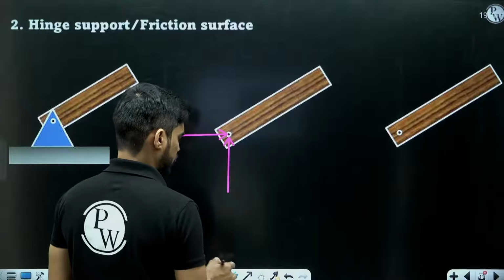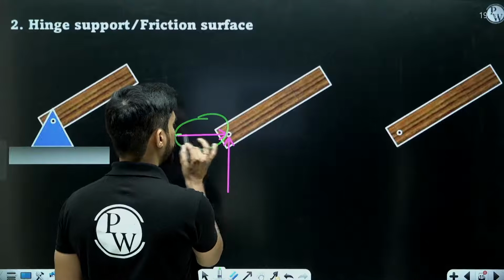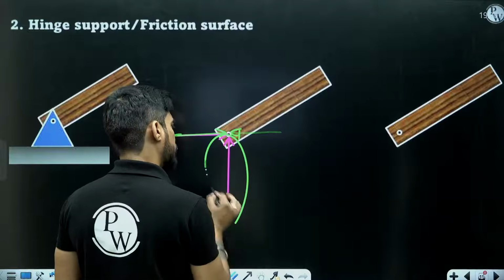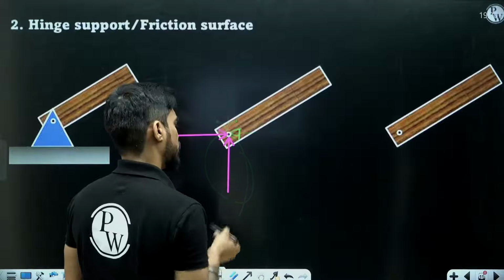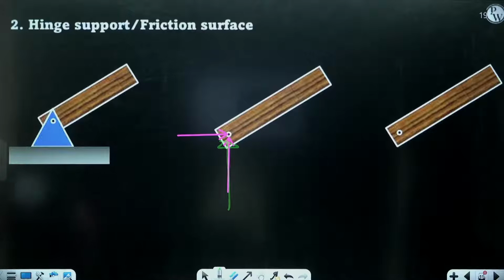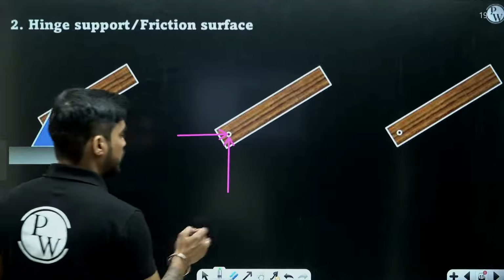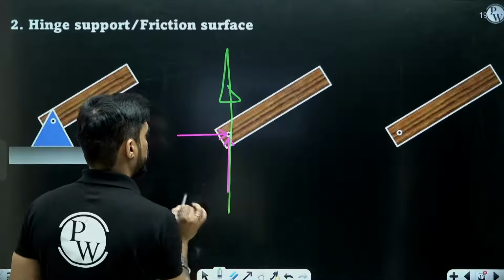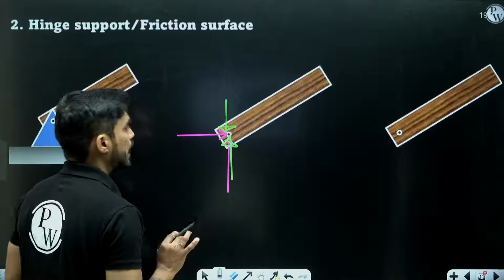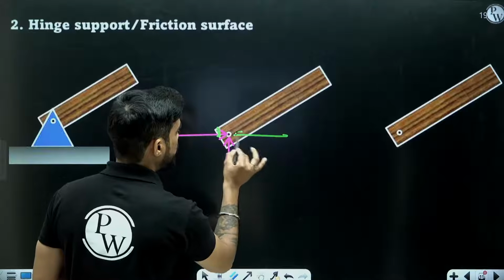Now you might be thinking, sir, how do you know that this force will be towards the right side? It can also be towards the left side, right? Even this force can be downward. It is not necessary that it should always be upward. So how do you know the direction of these reactions? We don't know the direction of these reactions. Understand this. I only know that there will be a force in vertical direction, but whether it is upward or downward, I don't know. I only know that there must be a reaction in horizontal direction, but whether it will be towards right or towards left, I don't know that.